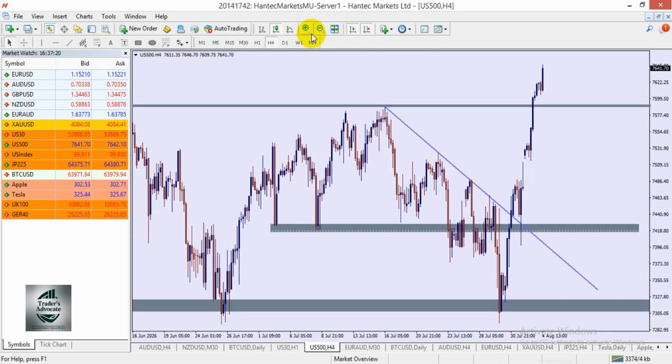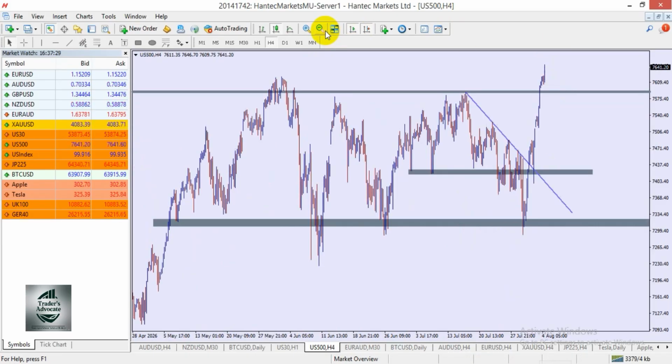Breakout, a retest. Let me zoom properly to see this. This was a simple breakout, a retest, and this beautiful move to the upside just occurred. I missed out on this trade.